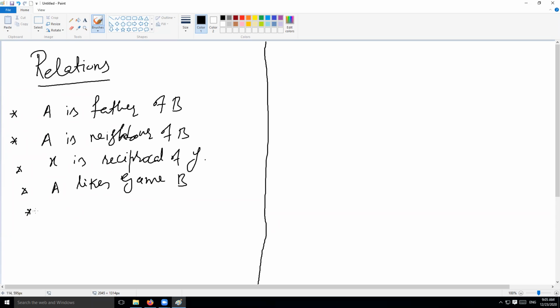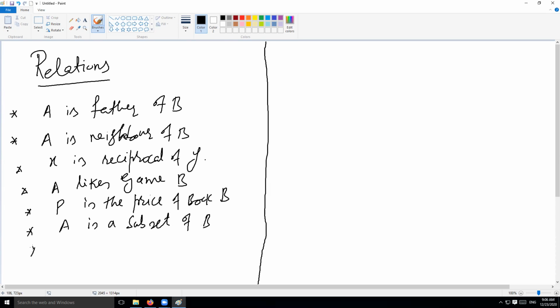Okay, so any other, give me some relations actually that you see every day. Say I can say P is the price of book B. That's another relationship actually. Anything else? A is a subset of B. So this is also a relationship. A is a subset of B. Give me some more.